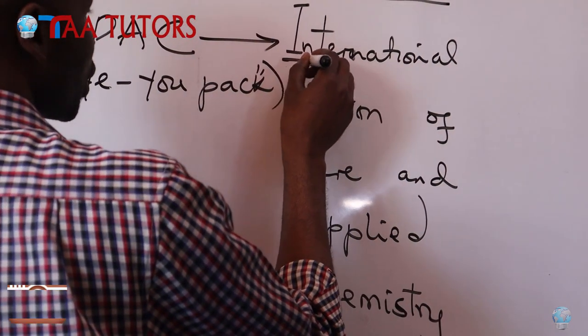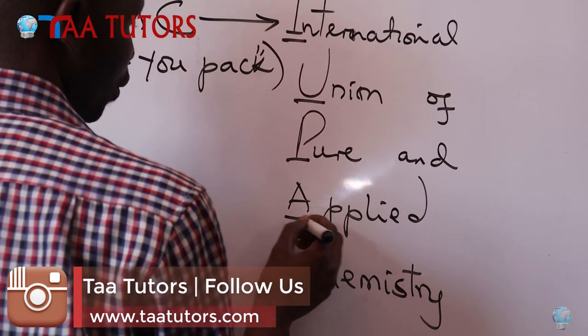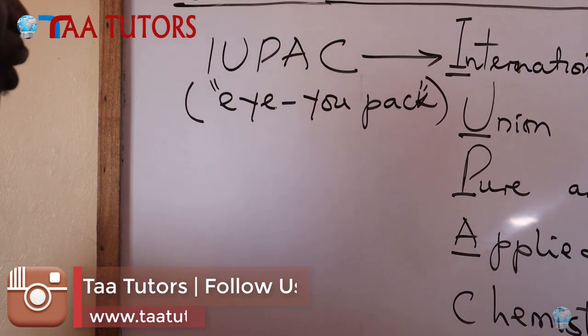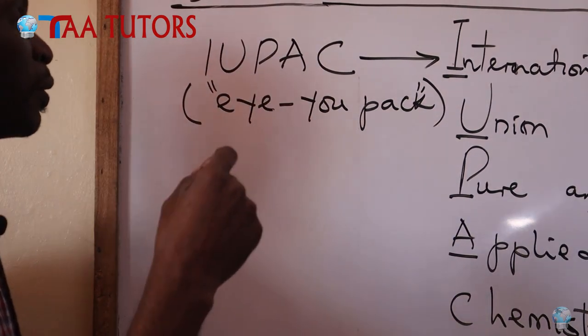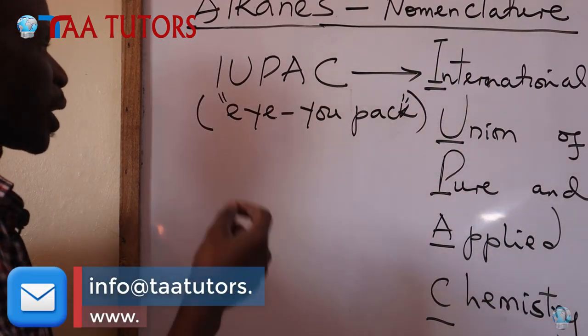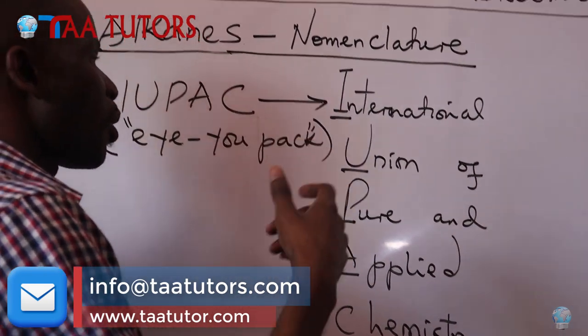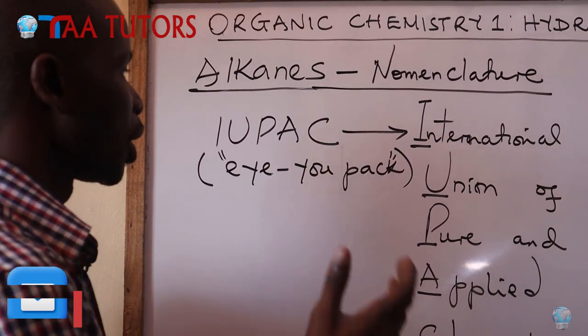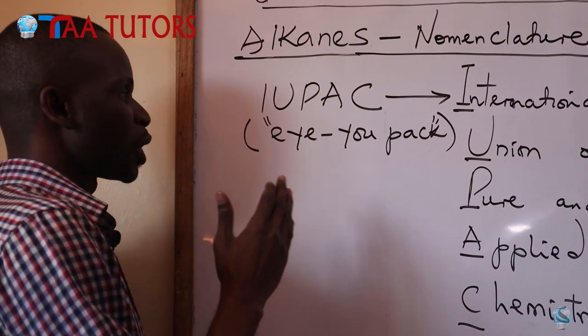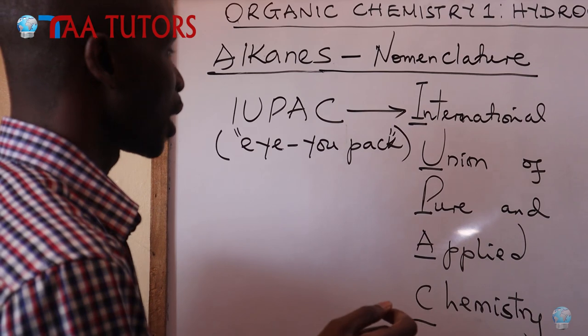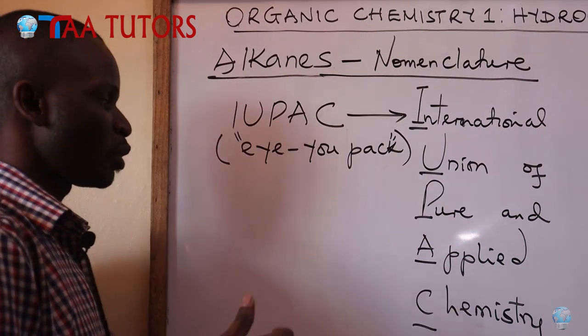So you see this one here. That's what we call IUPAC. This IUPAC is the international organization that gives rules on how we can name a compound. It means that if any scientist finds a compound in whichever country they are, they will use the rules of IUPAC to be able to give that compound a name. It's almost like the scientific name of organisms in biology.